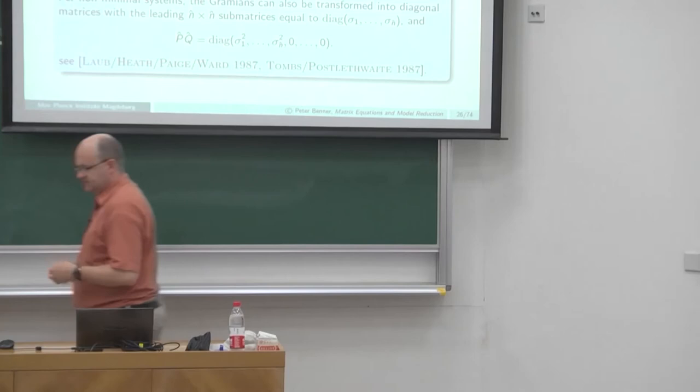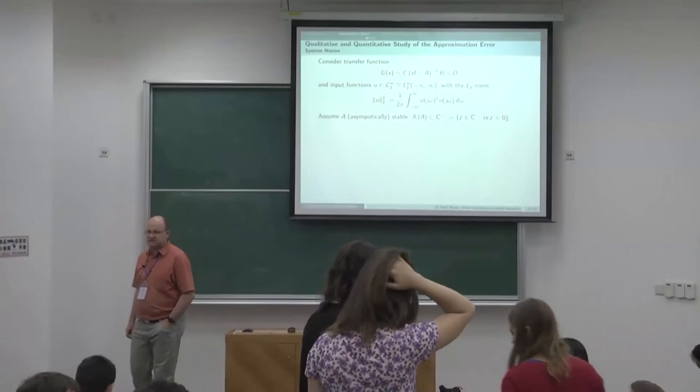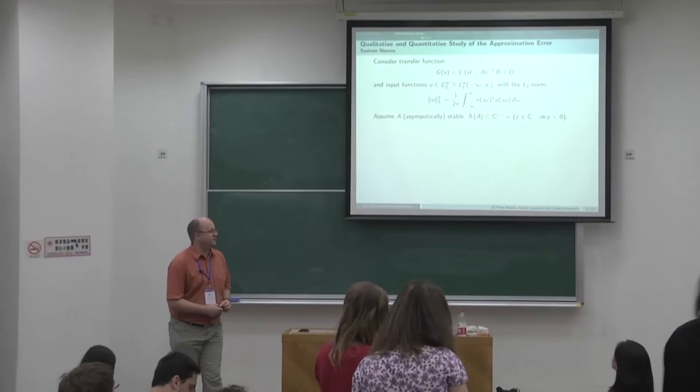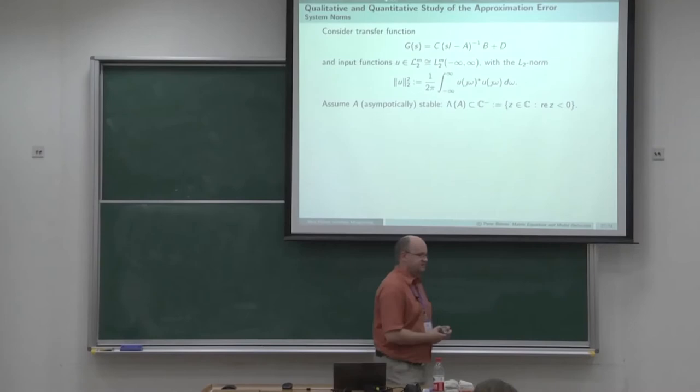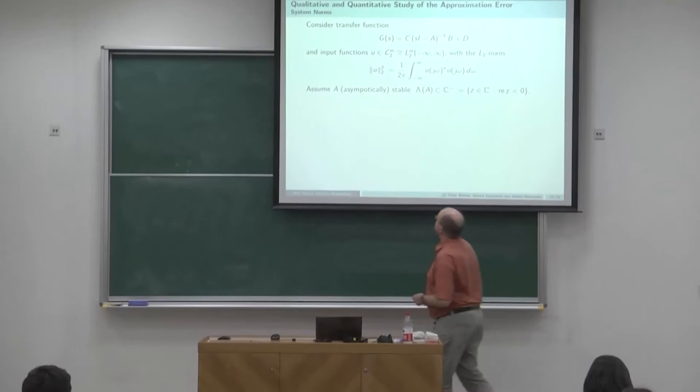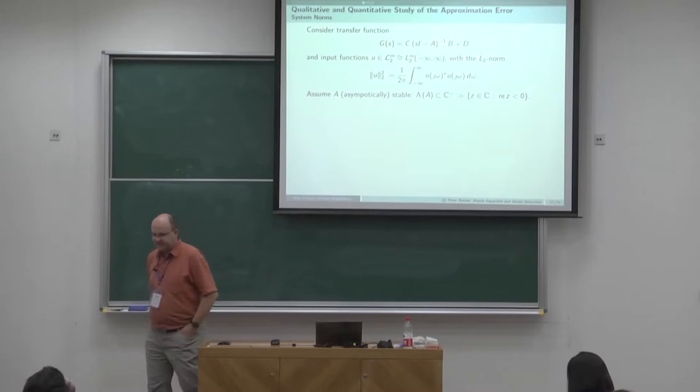What we have to still answer is, once we have found an approximation, which will be the topic for the rest of the week, an approximation to our system, how do we measure the distance? How do we assess the error? And for that, we need norms. All right, what are norms? You probably know many norms. We need now particular norms for systems.